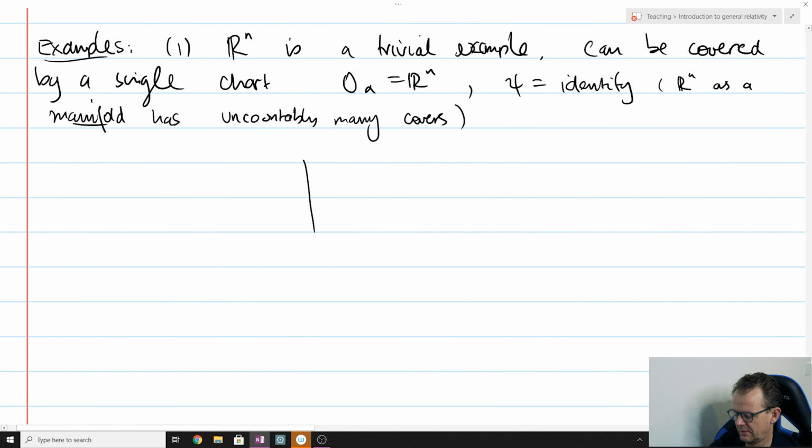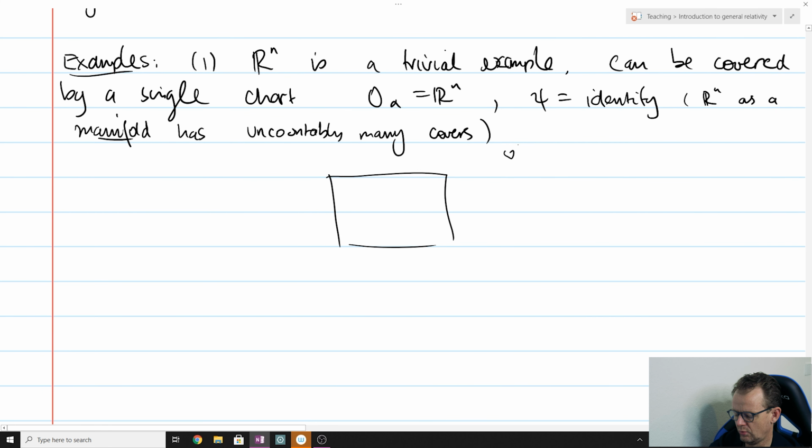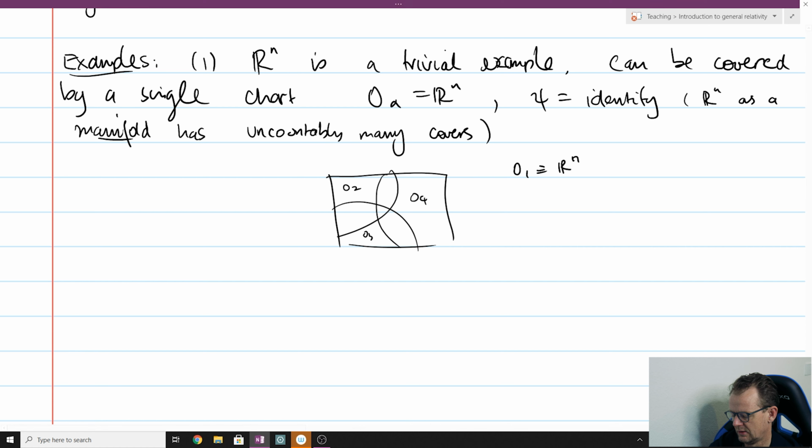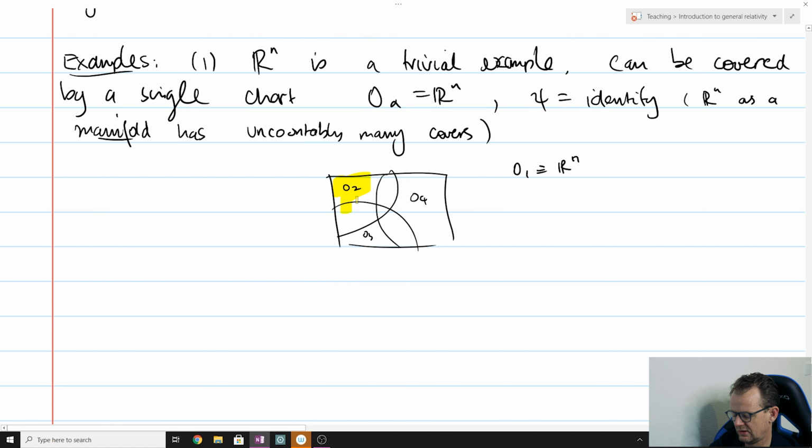Because, here's Rn, I'm just drawing it as a square. It's covered by the set O, let's call it O1, which is just Rn. But it's also covered by these three sets, suppose they go off to infinity. So O2, O3, and O4. So O2 is this yellow set here.